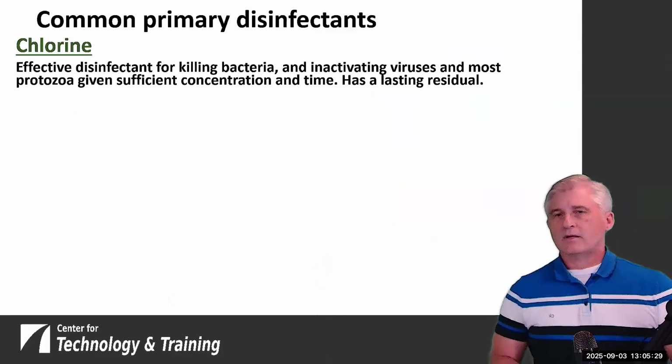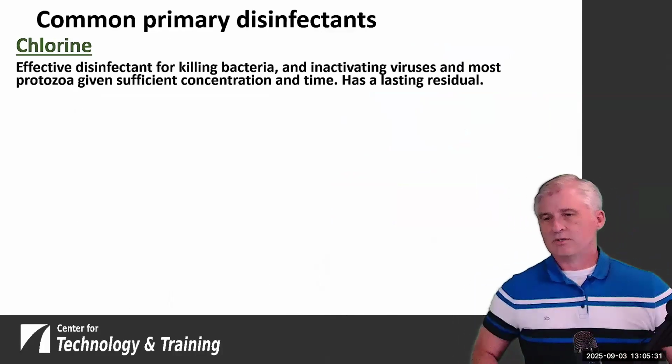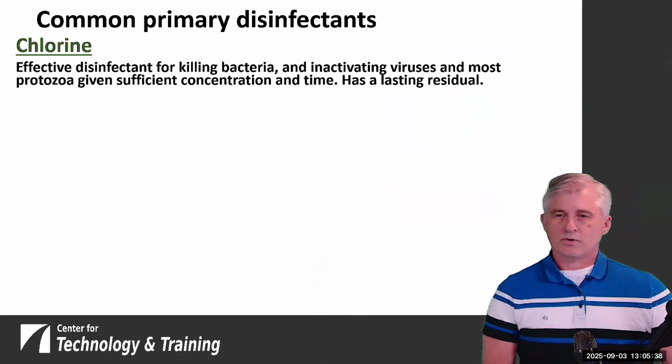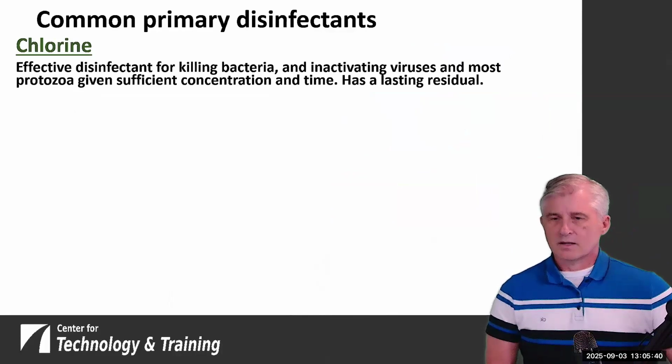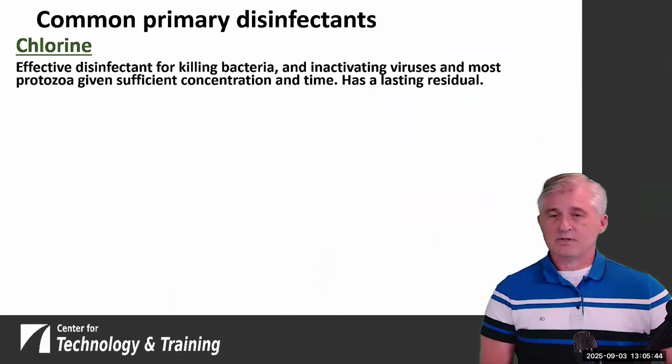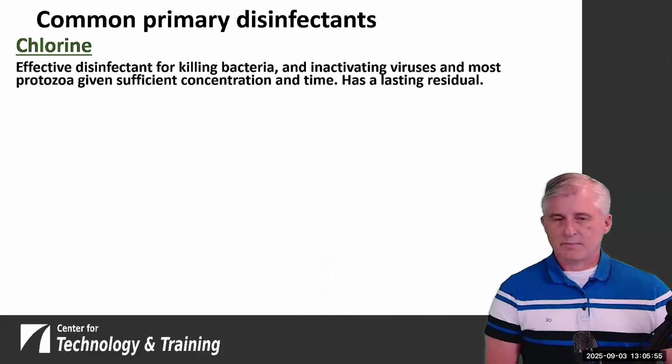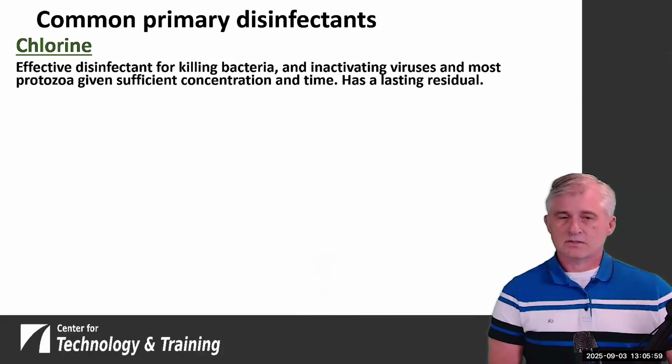All right, so for the primary disinfectants, I had mentioned we have chlorine. That's effective at killing bacteria and inactivating viruses and protozoa, as long as we give it a high enough concentration and enough time to do that. And one of the important things about chlorine is it has a lasting residual. That means that after we apply it for a given amount of time, it's going to continue to be able to do work on those bugs.